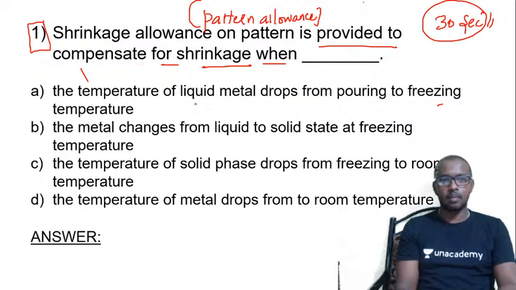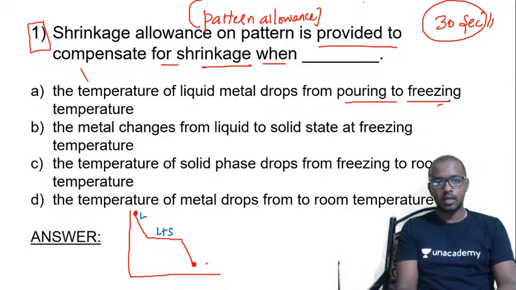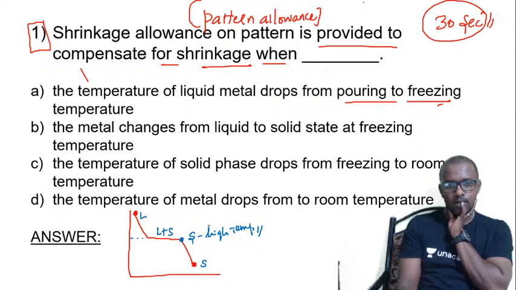So that is it: the temperature of the liquid metal drops from the pouring to the freezing temperature. Immediately you have to draw this cooling curve diagram. We know that this is the liquid state. The material will be in the liquid state. Here it will be liquid plus solid state. Here it will be completely solid. But here it would become solid, but at the highest temperature, right? High temperature. So here itself is a solid phase, but it is the temperature we call the freezing temperature, and this is the room temperature. Am I right? Room temperature.